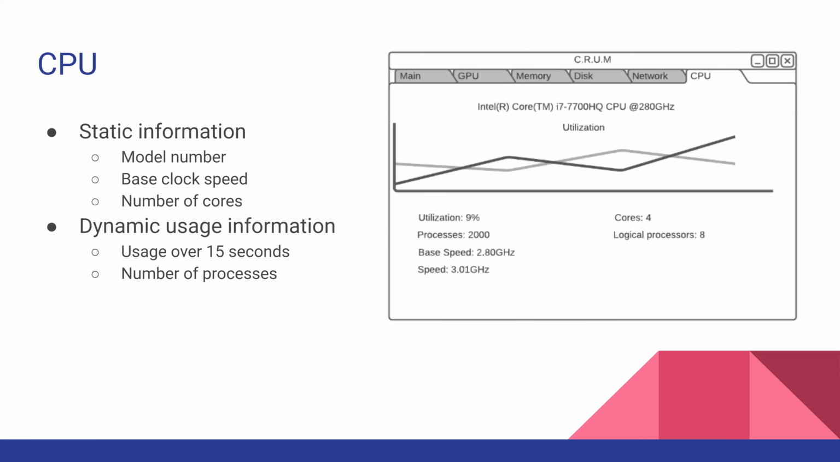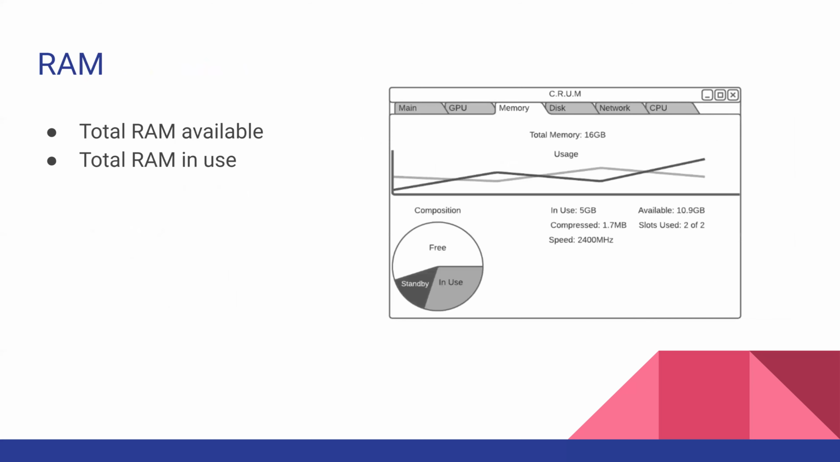So with CPU, we'll start with static information: model number, base clock speed, the number of cores, as well as some more dynamic usage information: usage over 15 seconds, and the number of processes. For RAM, we can get the total amount of RAM available and the total amount in use. There's another mockup by Paul with the UI lookup.